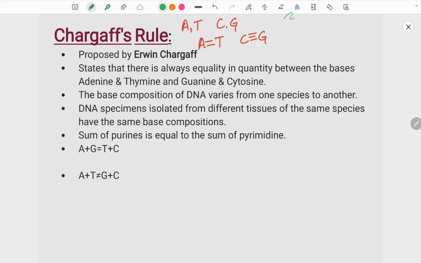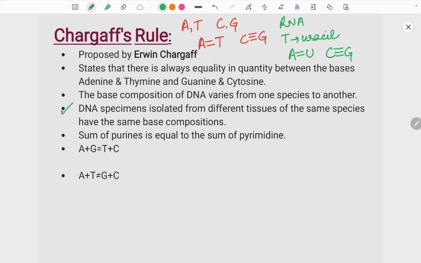Now in case of an RNA molecule, the thymine molecule of the DNA is replaced with uracil. Therefore, adenine now binds with uracil with a double hydrogen bond and cytosine binds with guanine as it is with a triple hydrogen bond. The base composition of DNA varies from one species to another.